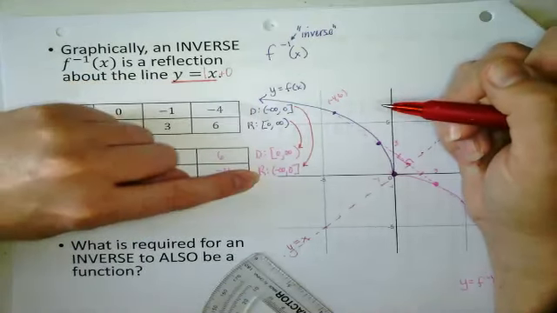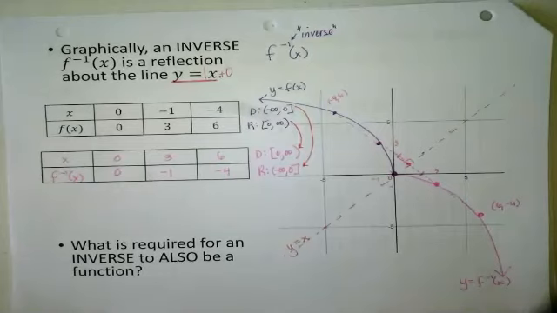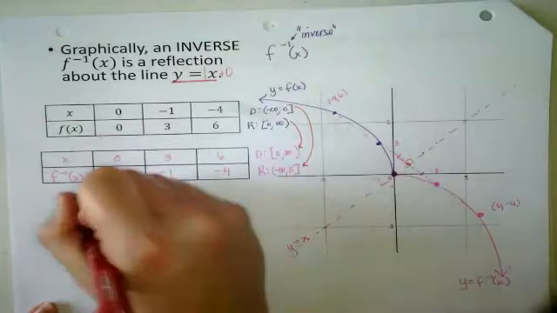So all these things switch. The domain and range changes. The x's and y's swap. So whenever we think inverse, we think swap. All right, we're going to swap our x's and y's. And that's really, really good information.